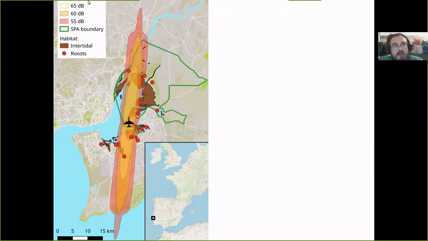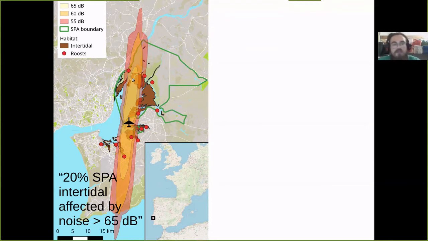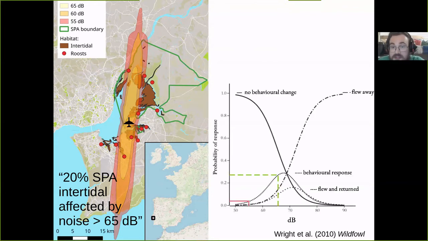And what we can see at these, the 3 projected noise levels, the intertidal, which is feeding habitat in the protected area, is strongly affected by up to 65 decibels of noise. What does this mean? Well, there's a study cited in the environmental impact assessments saying that 20% of the SPA intertidal will be affected by noise over 65 decibels.